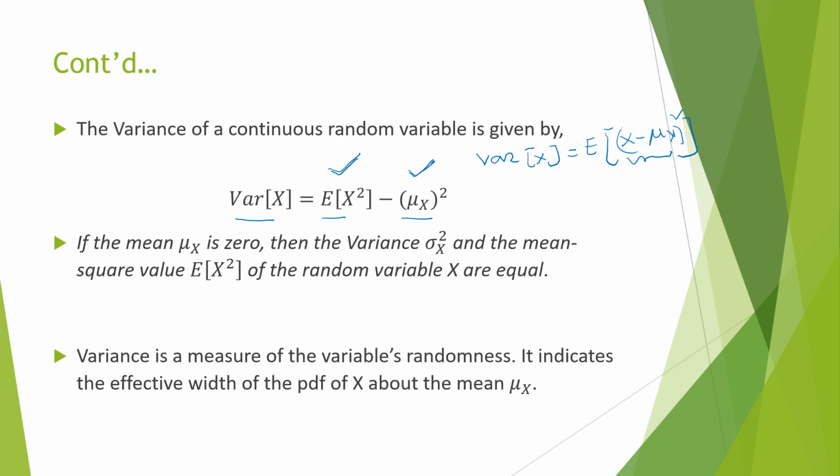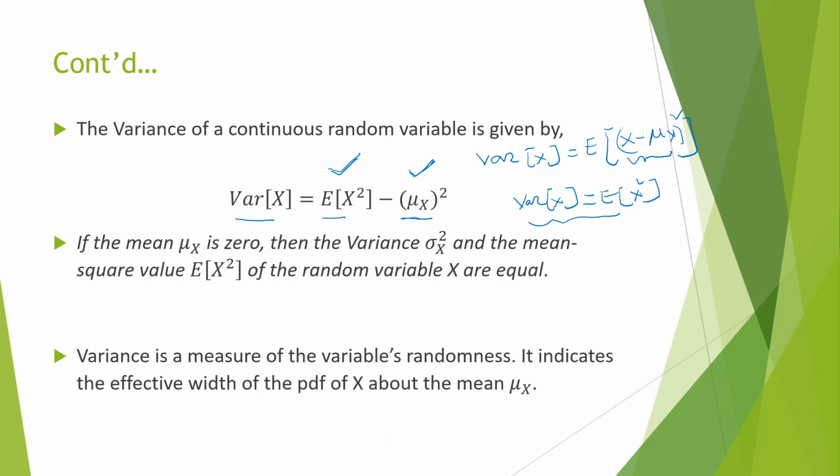So variance x is equal to mean square value minus square of the mean. And suppose mu_x is equal to 0, that is, the mean of the random variable is 0, then variance x would simply be equal to E[x square] in case of zero mean value. So this equation helps us in certain conditions where the mean value is 0.